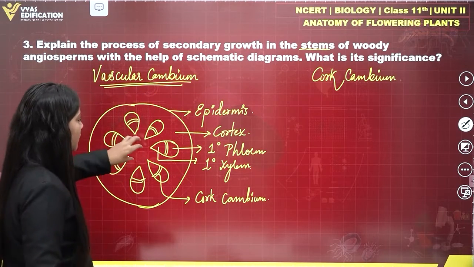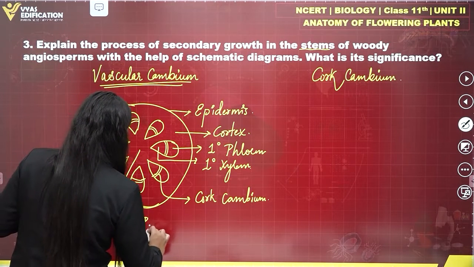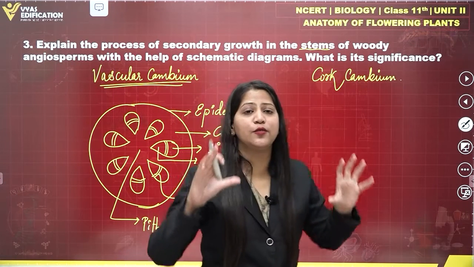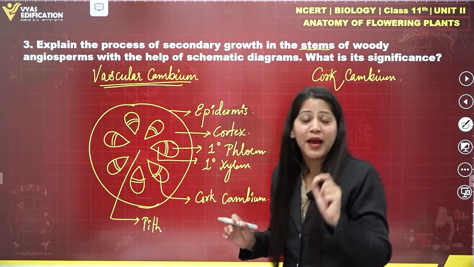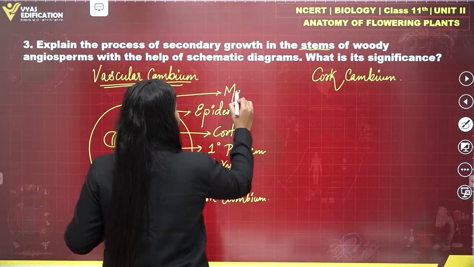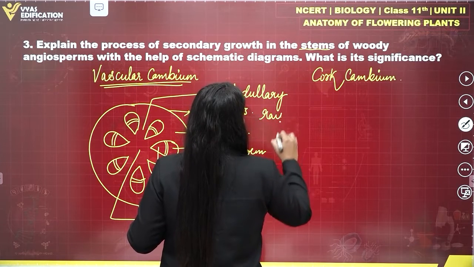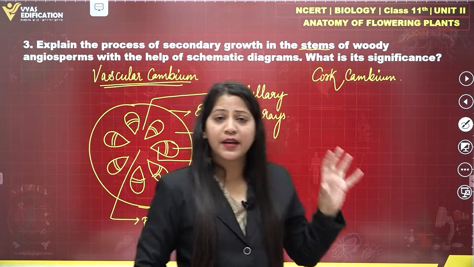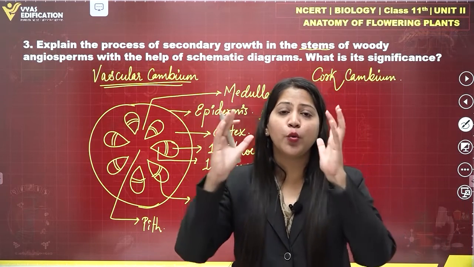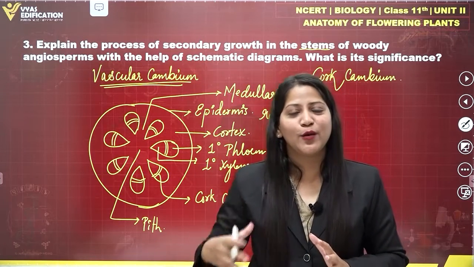The innermost region here you can see is known as pith, and the cells between all these vascular bundles you will call medullary rays. So these are medullary rays, right? This is the schematic diagram of a dicot stem which shows you the secondary growth in the angiospermic dicot stem via vascular cambium.